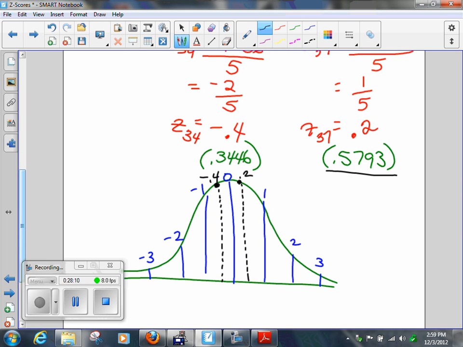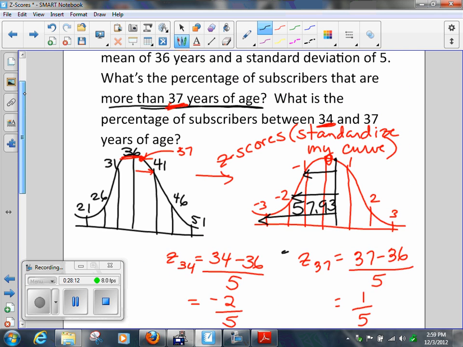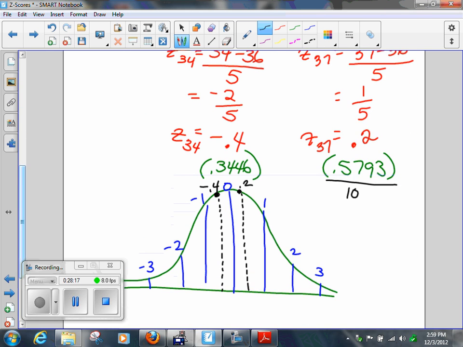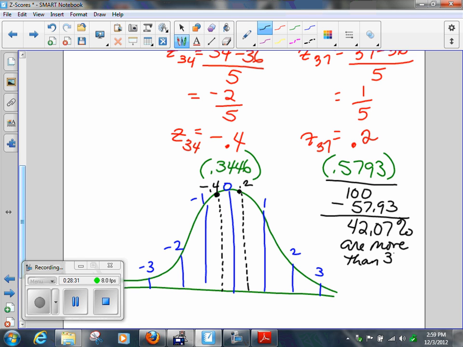Let me see, we wanted to find out how many were older than 37 years old. So I'm going to take 100 minus 57.93, and that's going to give me 42.07% are older than 37 years old. That's answering that first question, right? That's right. Yep, that's exactly right.